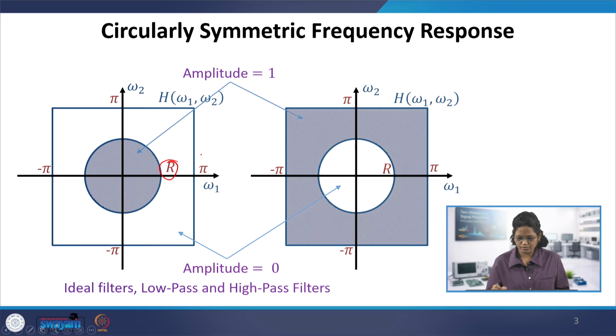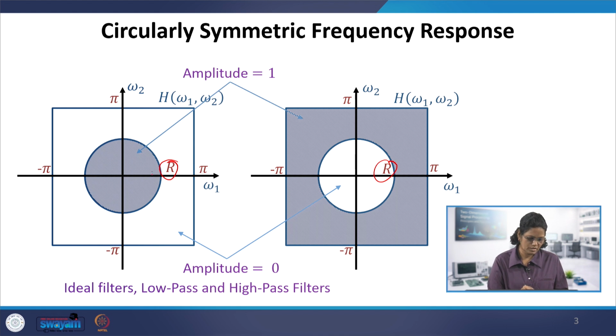Whereas for the high pass filter, this is just the opposite. The amplitude will be 0 inside and the amplitude will be 1 outside. The cutoff frequency is here, so above the cutoff we have amplitude 1 in all this region, and inside the amplitude is 0 for the high pass filter. Similar to the 1D case, below omega c1 the amplitude is high in the low pass case, and otherwise it is less. This is a similar extension of the 1D low pass and high pass filter to the circularly symmetric case.